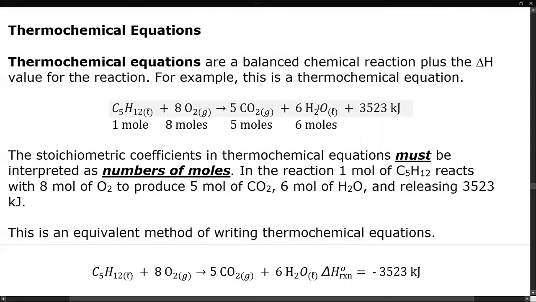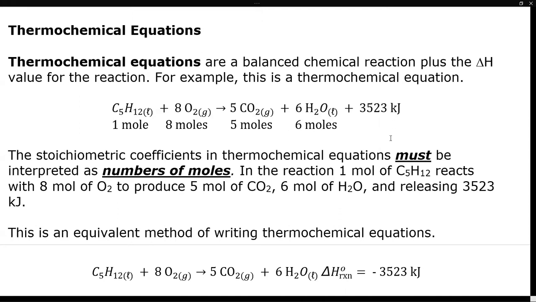Okay, let's talk about thermochemical equations. Thermochemical equations is a balanced reaction plus the delta H value for the reaction, or we can just write the heat either as a reactant or a product like we've been doing. So we got our friend combustion of pentane liberating 3,523 kilojoules.